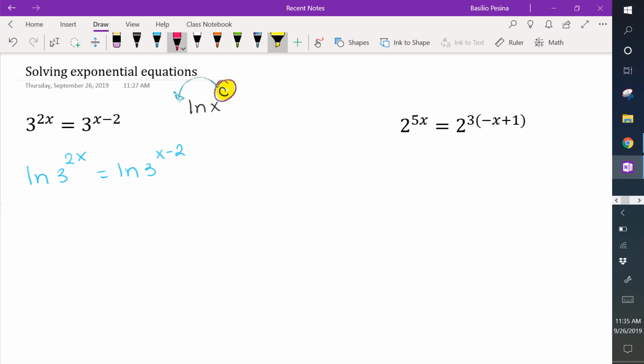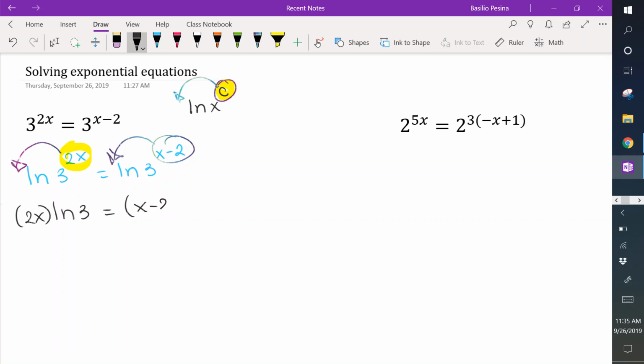According to this property, I can get the exponent and bring it to the front as a coefficient, as my leading term. So I should have parentheses 2x, because it's together, ln of 3 equals parentheses x minus 2. Be very careful here, ln of 3, because these are together, guys. Okay, so let's continue.